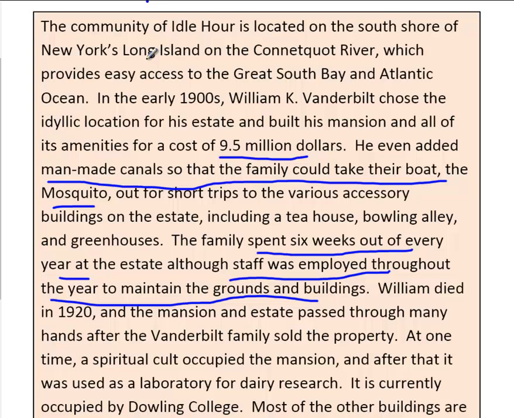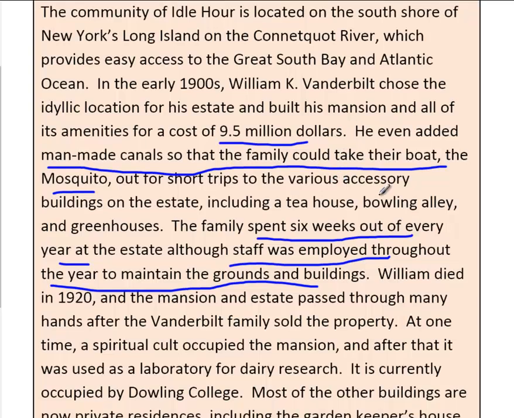Statement number 9 said that the Vanderbilt family has close ties with Dowling College. This is not a logical inference. The paragraph states that the Vanderbilt family eventually sold the estate after William K. Vanderbilt died. So in 1920, the mansion and the estate passed through many hands after the Vanderbilt family sold the property. It's logical to assume then that the family completely severed its ties with the community of Idle Hour.